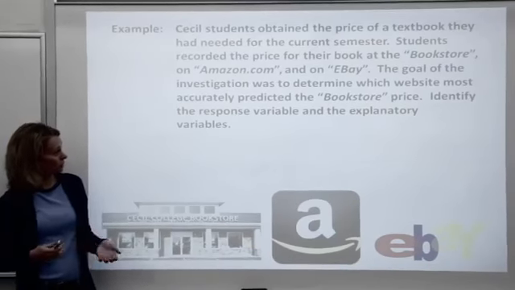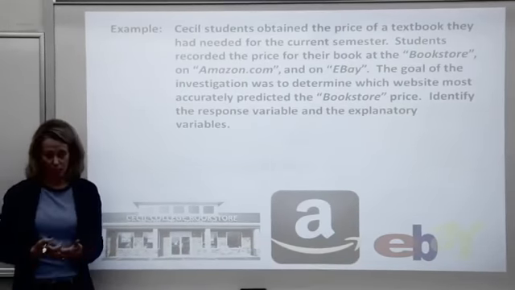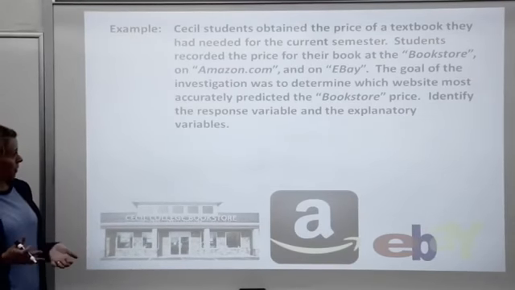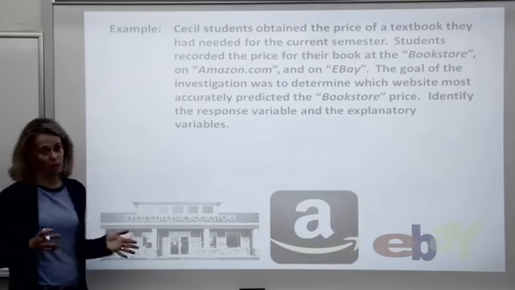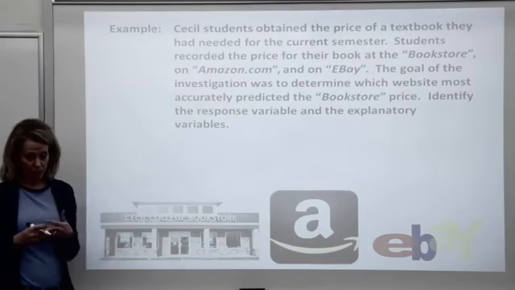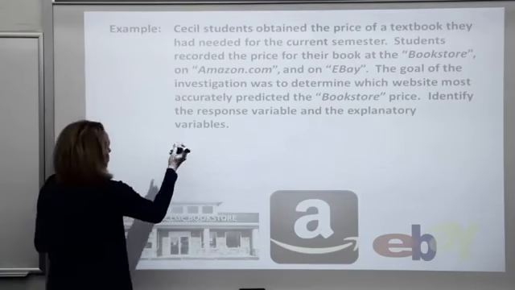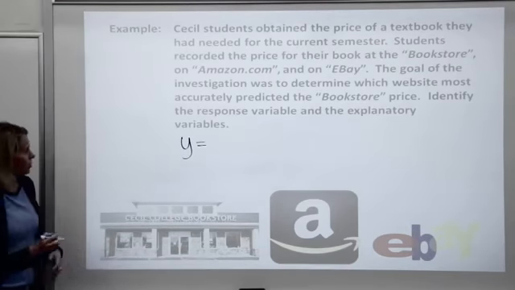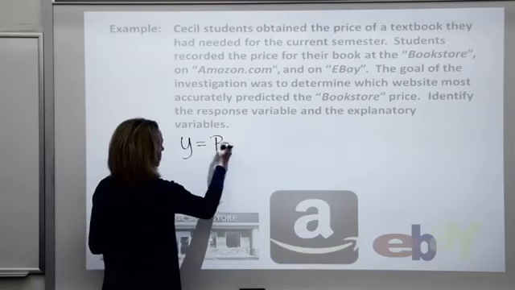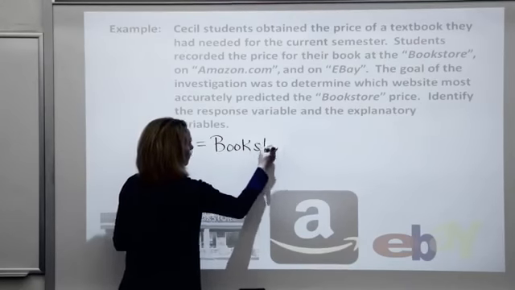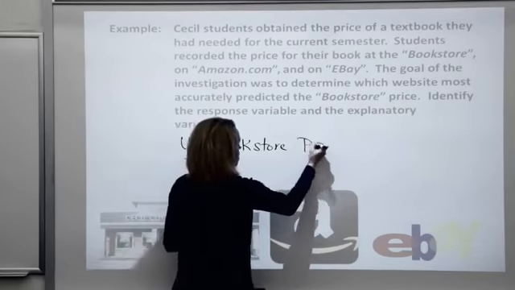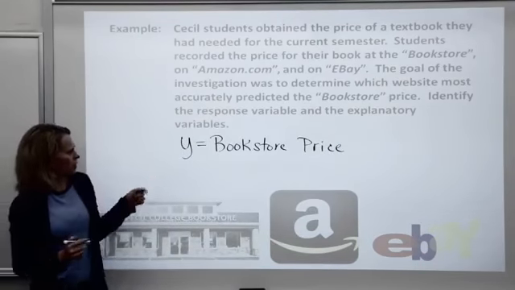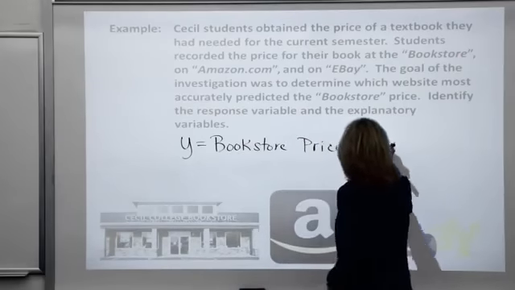And so in this one, if we wanted to, again, identify the response variable and the explanatory variable, let's start with the response variable. We're interested in the bookstore price. That's what we're ultimately trying to see how the other variables affect. So our response variable in this case would be the bookstore price.